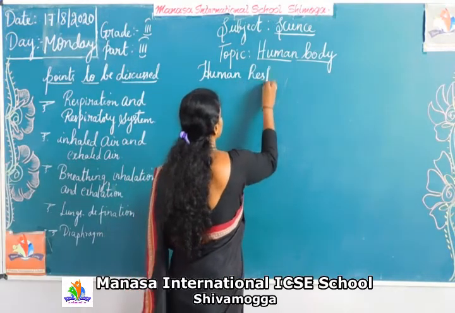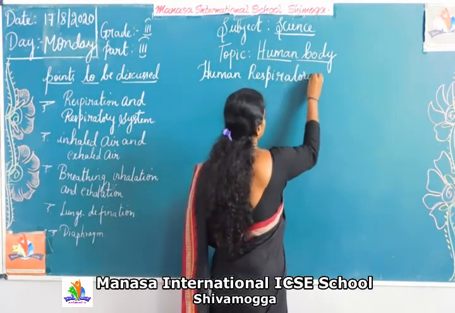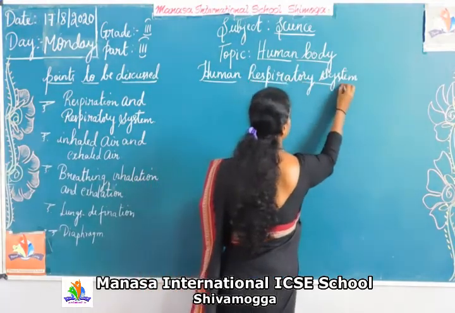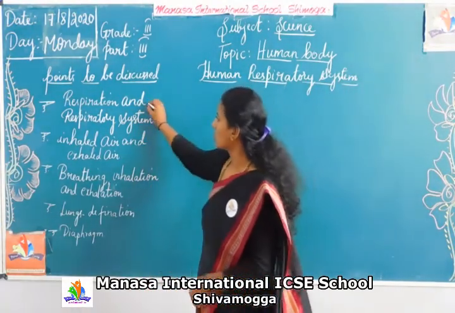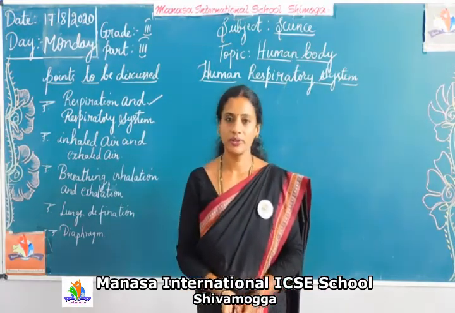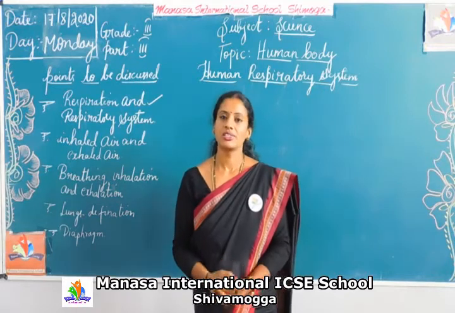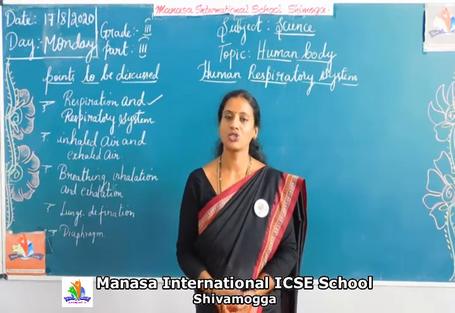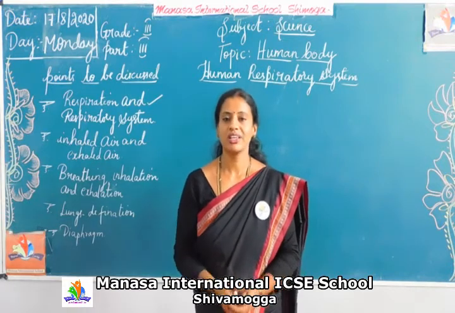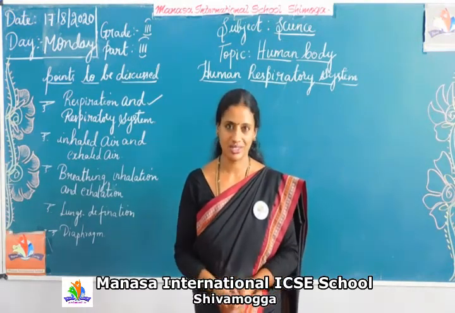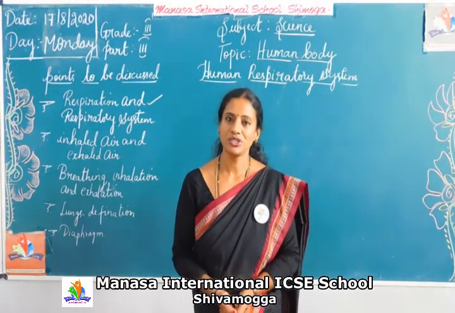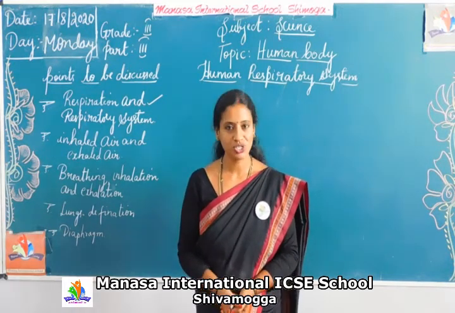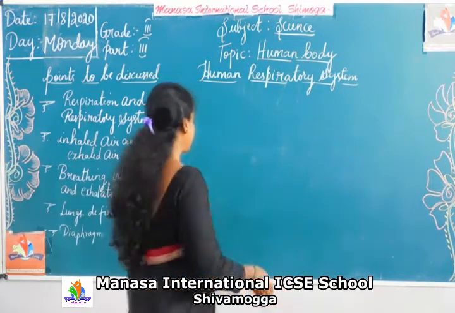Human respiratory system. So first, let us discuss what is respiration and what is the respiratory system. Respiration is breaking down of food molecules by using oxygen into simpler and simpler forms. In other terms we can say that inhalation and exhalation of gases is also known as respiration, but the scientific definition is breaking down of food particles by using oxygen is known as respiration. So let's write that.